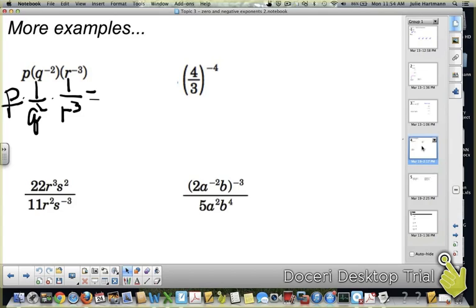Okay, so that means p is on the top. P times 1 is p. 1 times q squared times r cubed is q squared r cubed.